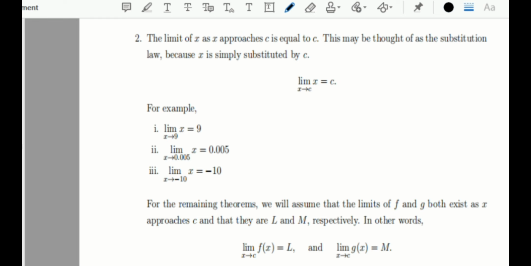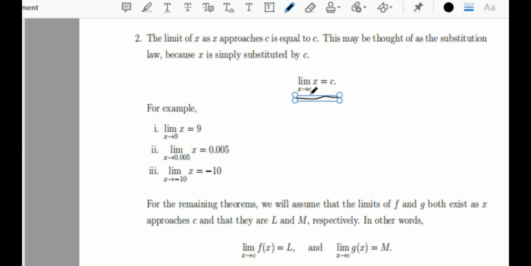Number 2, the limit of x as x approaches c is equal to c. This may be thought of as a substitution law, because x is simply substituted by c. For example, the limit of x as x approaches 9 is equal to 9. The limit of x as x approaches 0.005 is equal to 0.005. The limit of x as x approaches negative 10 is equal to negative 10. It's just like you're substituting the value of c for x.